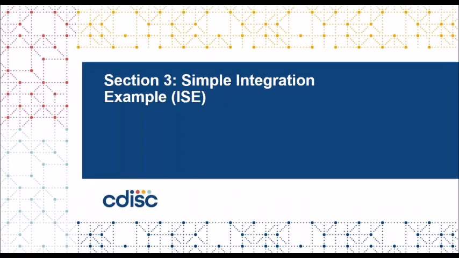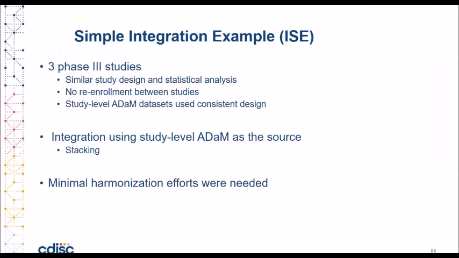Okay, so a simple integration example is an ISE, Integrated Summary of Efficacy. So here, what we're doing is combining 3 phase 3 studies together. They had similar designs, enrollments. None of the subjects enrolled in multiple studies. We only have the one pool, so it's simple. And we're just basically going to stack the data together. So this is kind of assuming that you've got some ADaM data that's already well structured and similar across those studies so that we can stack them on top of each other.